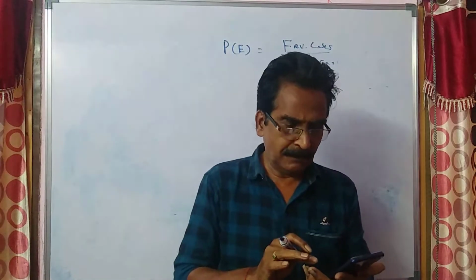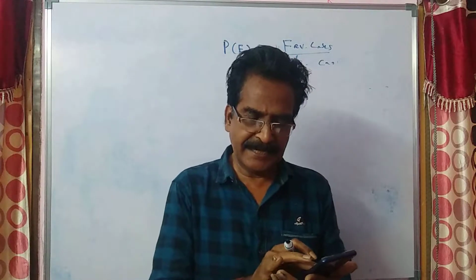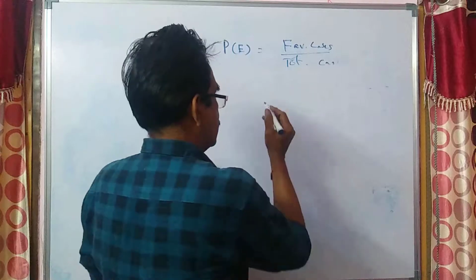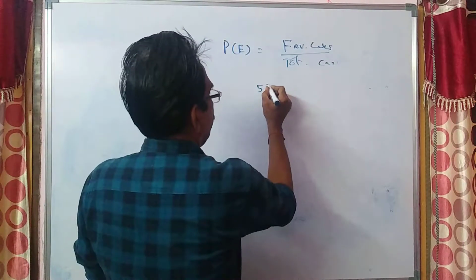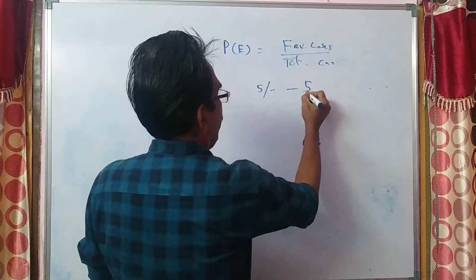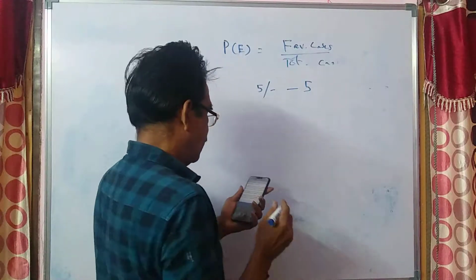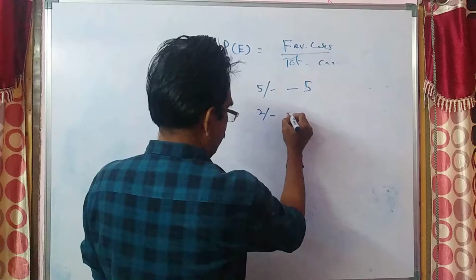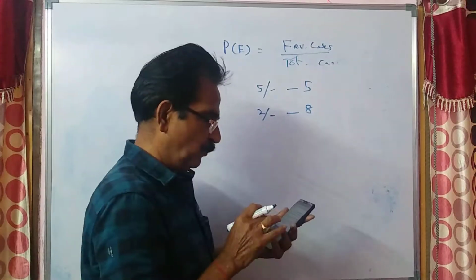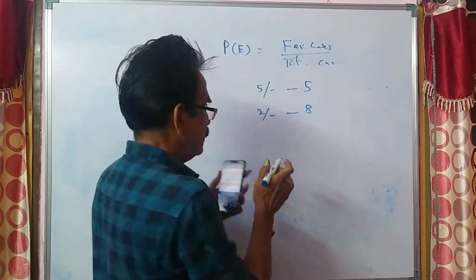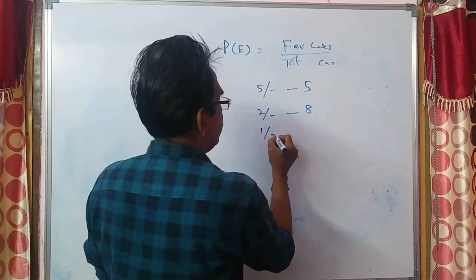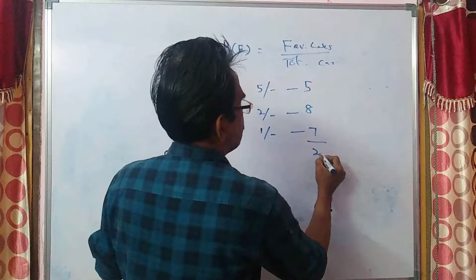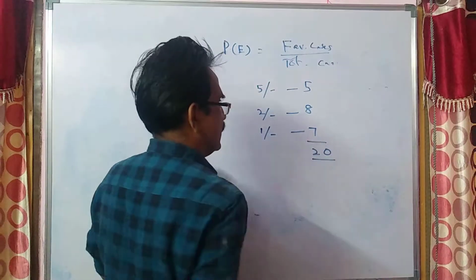See, next problem. A bag contains 5 rupee coins, 5, and 8 2 rupee coins and 7 1 rupee coins. Altogether he has 5 plus 8 plus 7, 20 coins.